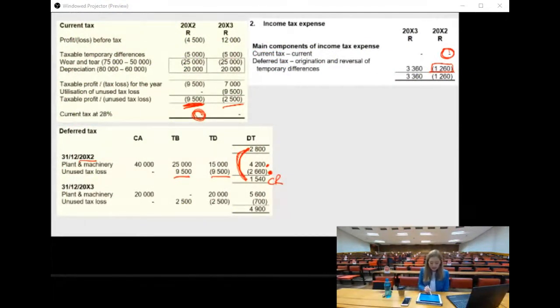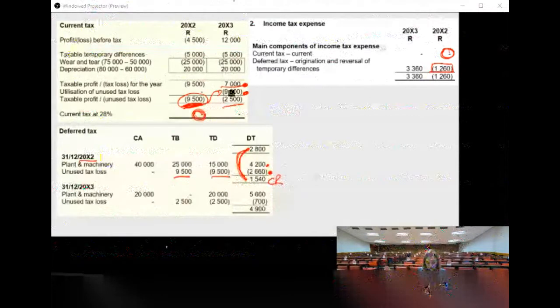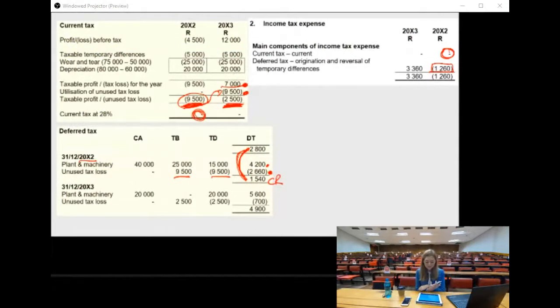In 20X3, we have this unused tax loss from 20X2. In 20X3 we made some profits. So now we're using the tax loss from the prior year, so luckily we don't have to pay tax on the 7,000 Rand taxable income for the year, because we still have this tax loss from the prior year. However, this tax loss is bigger than the taxable income that we had. So at the end of 20X3, there's still 2,500 left of my unused tax loss.